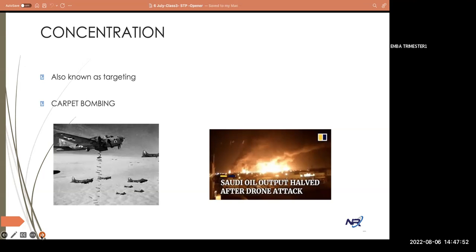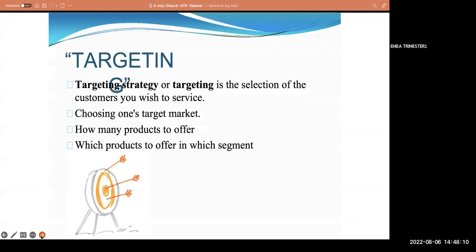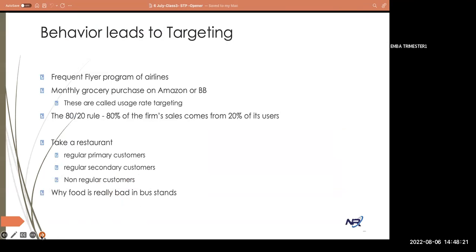A couple of years back, one drone attack went and destroyed a Saudi oil well. Nothing else, nobody was killed. That was really targeted management. So targeting is choosing exactly the market that you want to enter and how you position your product to that particular market. This is where the 80% rule comes up. A frequent flyer program for airlines: you know you're flying regularly, so we'll give you benefits for that.